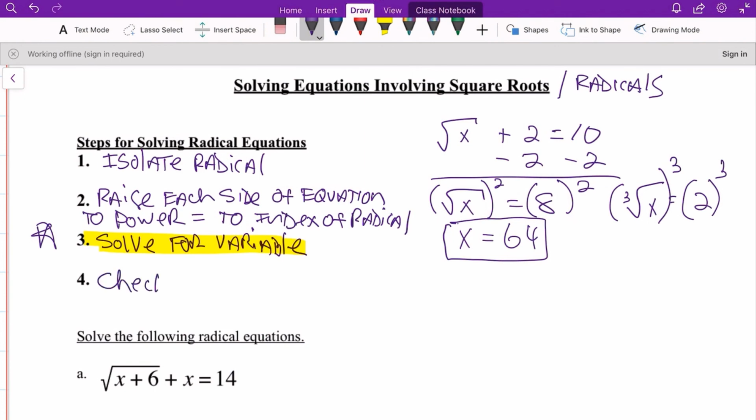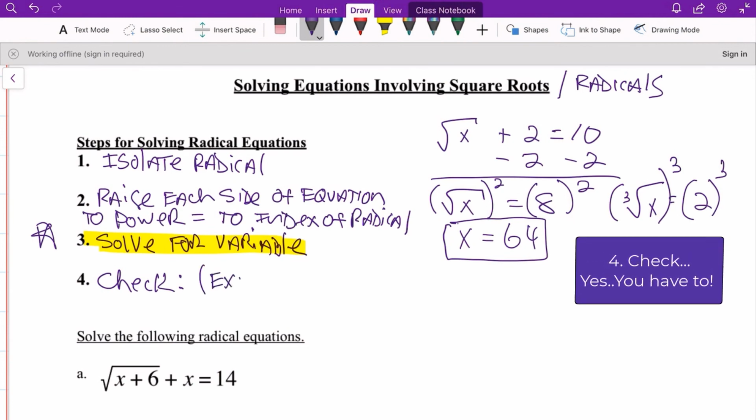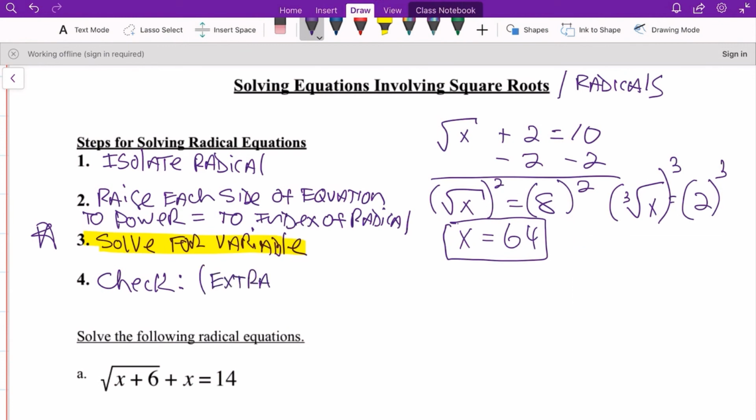And the last step, the step that a lot of people don't like to do, is you really need to check your answer, okay? Because what can happen in these types of equations, since we're squaring both sides of the equation, is you're going to get answers that actually don't work. You're going to get answers that don't check out, and these answers are called extraneous. So you want to check for extraneous solutions. All right. So that's an important one that a lot of people don't like to do, and kind of overlook.